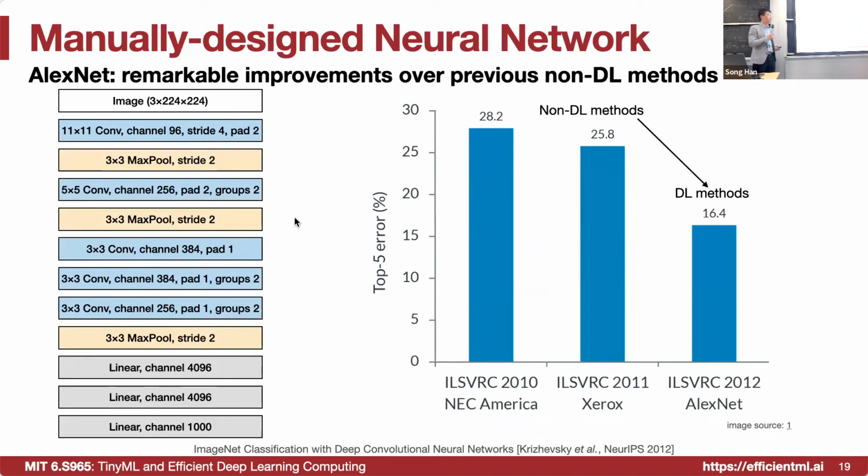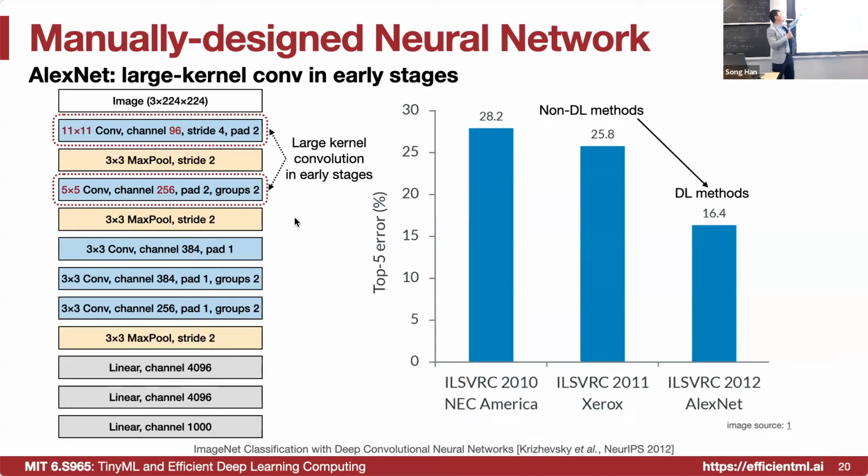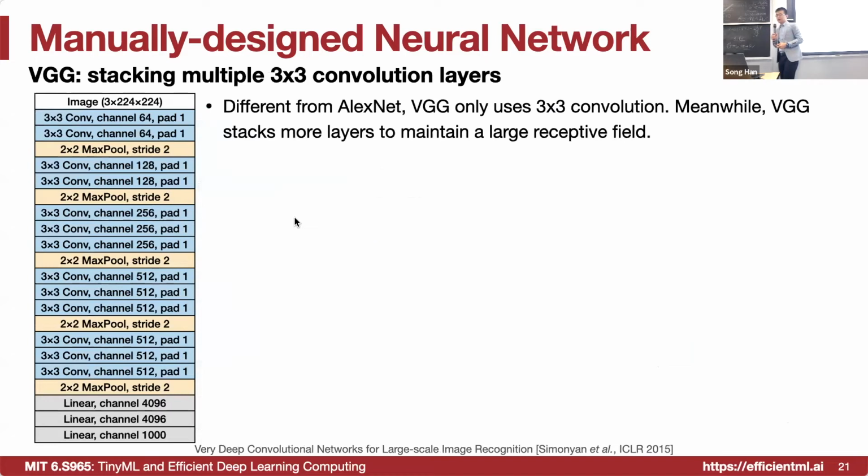So here are a couple of manually designed neural nets, starting from AlexNet, right? So AlexNet introduced very large kernels in the beginning stages, like 11x11 convolution, 5x5 convolution. Okay? Since the number of channels is usually smaller, we can afford to have larger kernel sizes. So it's also a breakthrough in the recent development of modern deep learning architectures. Okay, and then we have this VGG network.